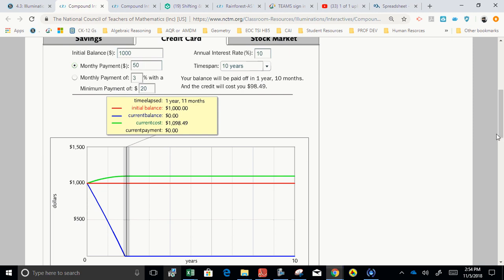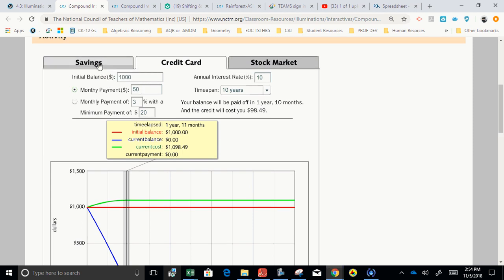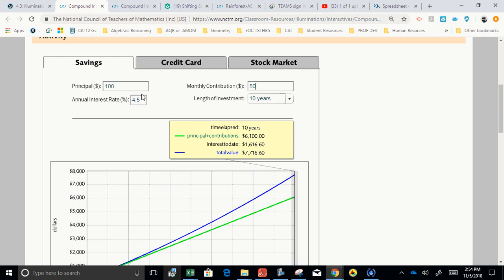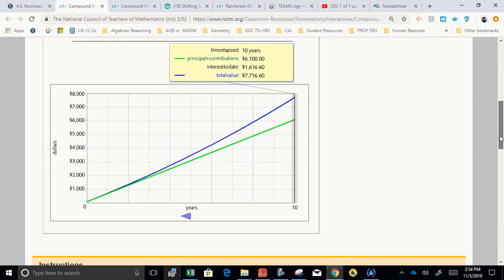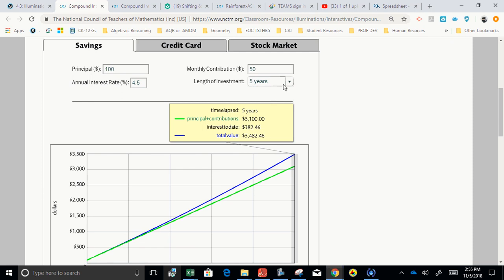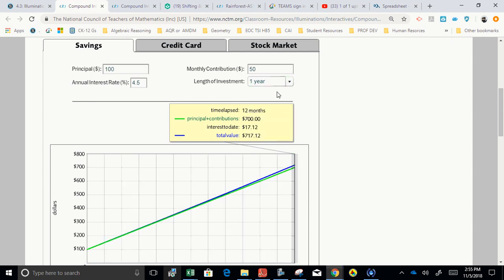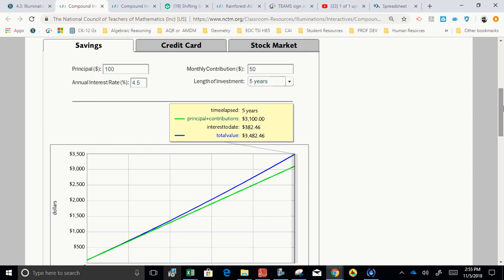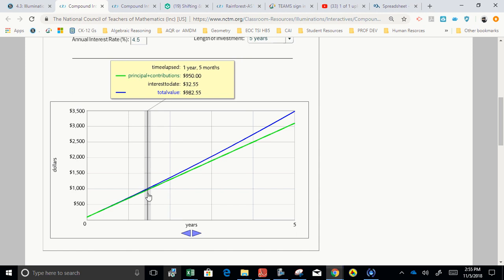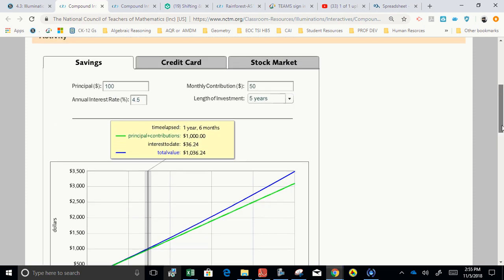Okay. On the other hand, instead of making a monthly payment of $50, what if we did savings and contributed $50? And the interest was 4.5, and we started out with $100. How long would it take to get to $1,000? How about 5 years? How about in a year? So let's do the 5 years. Move your slider, and to get that $1,000, it would take this long, because the green, there it is. It takes 1 year and 6 months to get $1,000 at $50 monthly contributions.